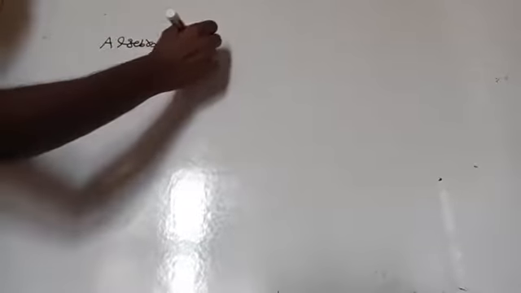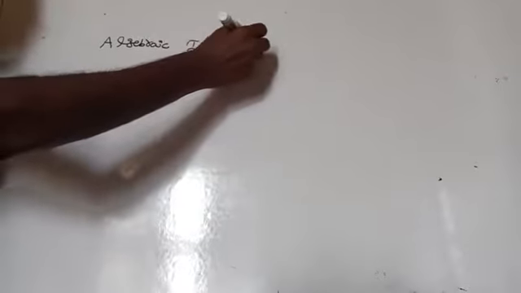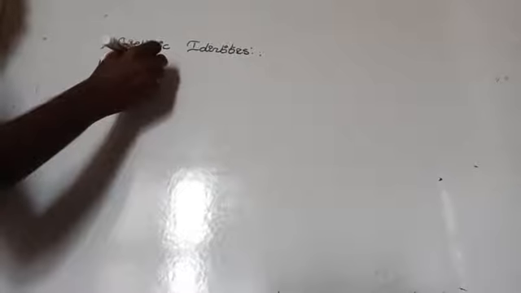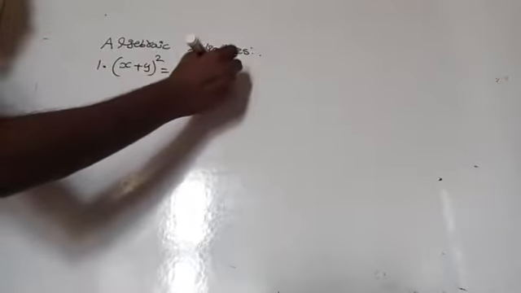Algebraic identities. First one is what? (x + y) the whole square equals x square plus y square plus 2xy, that is x square plus 2xy plus y square.